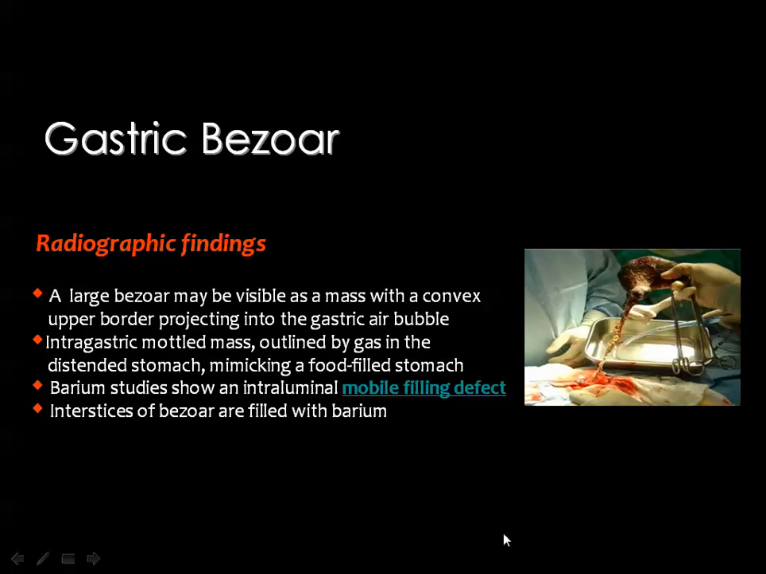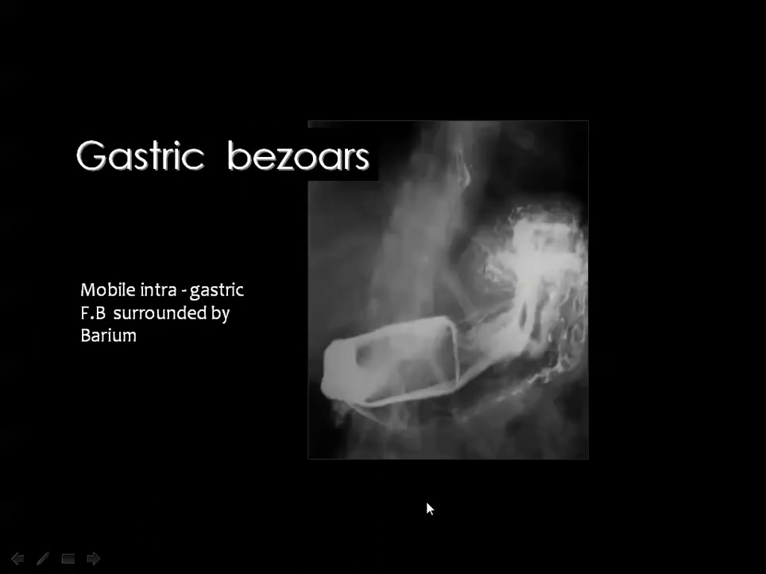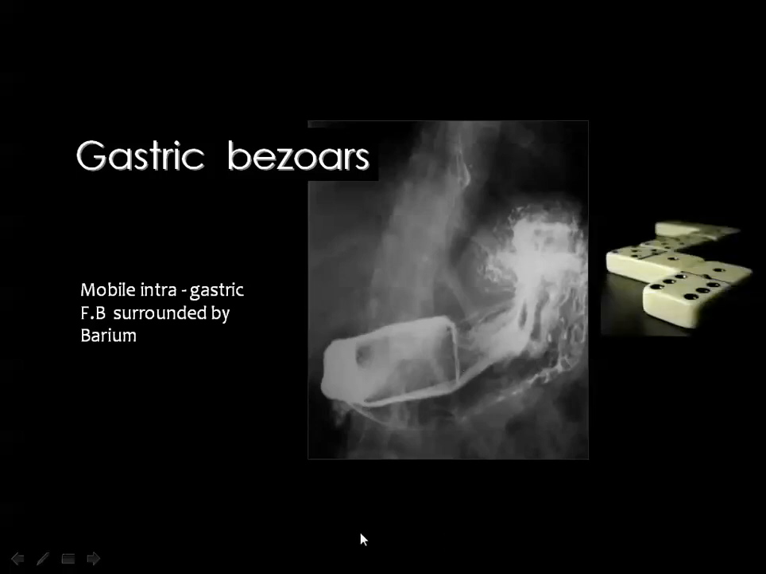Then the bezoar is a mobile intragastric foreign body, and it can be differentiated easily from tumors by the presence of barium within the interstices of this foreign material. And some of the bezoars, you cannot have a certain name for this type of bezoar, and this is the material that has been swallowed, and you get two of these materials inside the stomach.